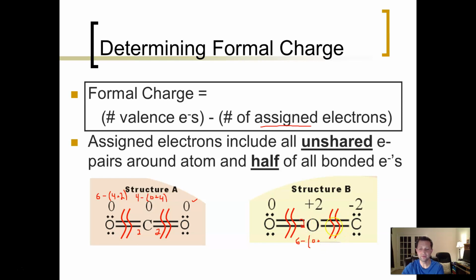Same thing, other side, we have a double bond. 2 electrons are assigned to that oxygen, so 2 and 2 is 4. All right, 6 minus 4 is 2, which is why our formal charge is 2 here.